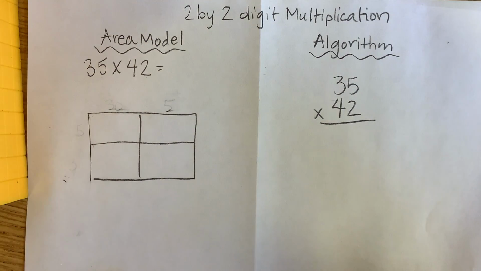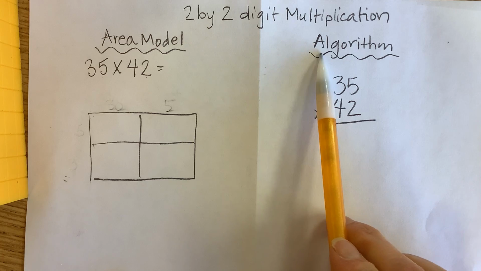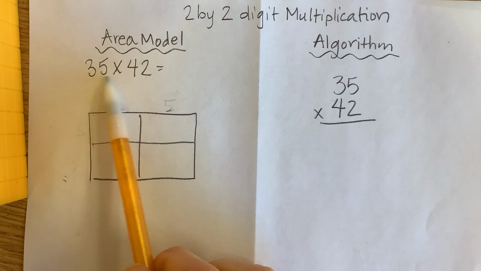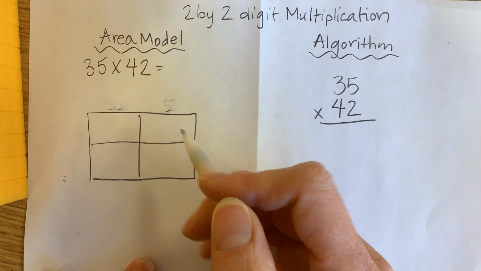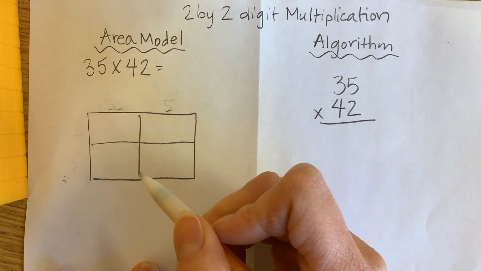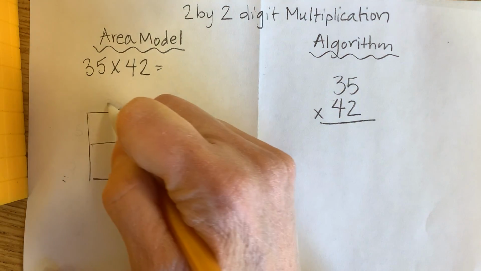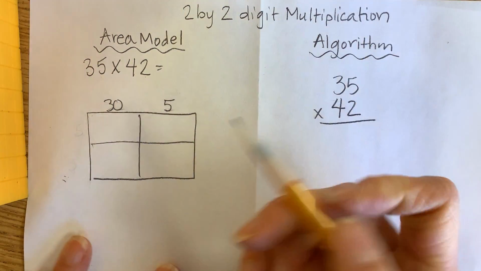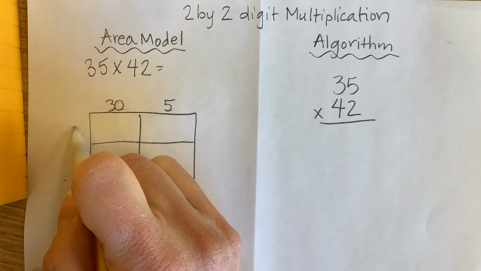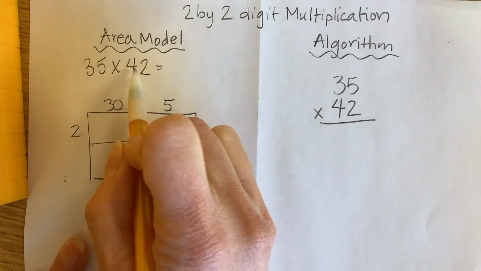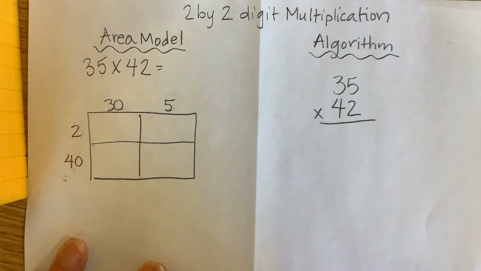Hi students. So today we're going to be connecting how an area model can connect with an algorithm when we're multiplying a 2-digit by 2-digit number. So first we're going to start with our area model, and we're going to break our 35 into tens and ones. So we're going to have 5 in our ones and 30 in our tens. Then we're going to break our 42 into tens and ones and have 2 in our ones, and 4 tens would be 40 in our tens.